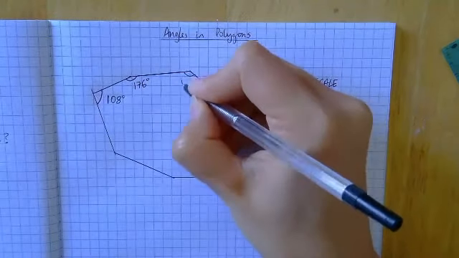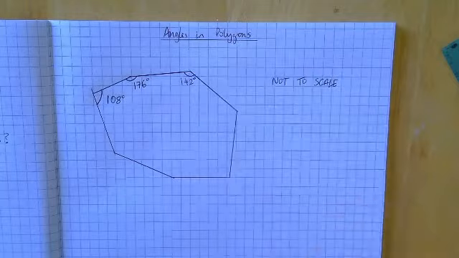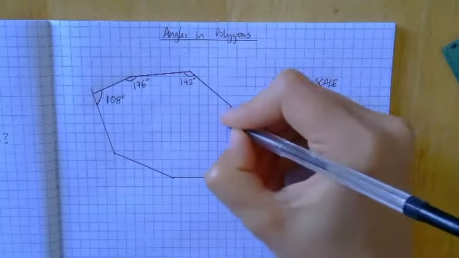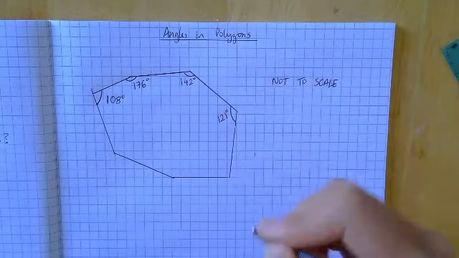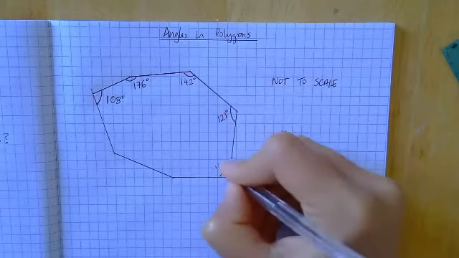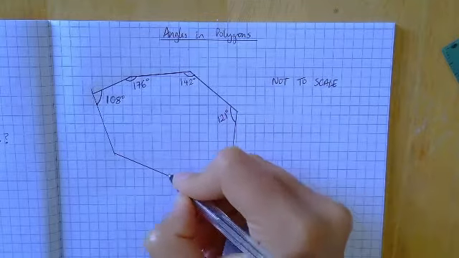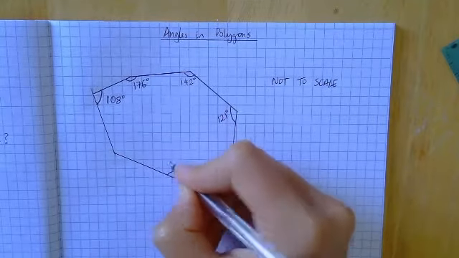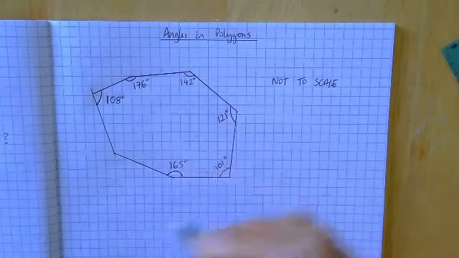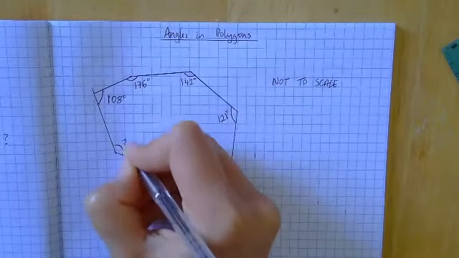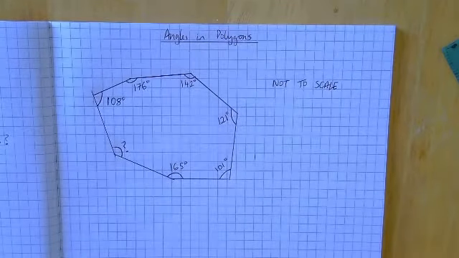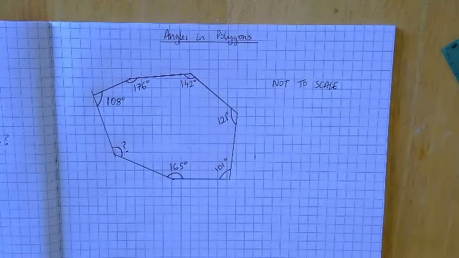Let's say this one is 142 degrees. Let's say this one is 121. Let's say that one is 101. Let's say that this one is 165. And we want to know what that angle is. Now remember, we're not allowed to use a protractor. Okay, so how are we going to go about doing this?